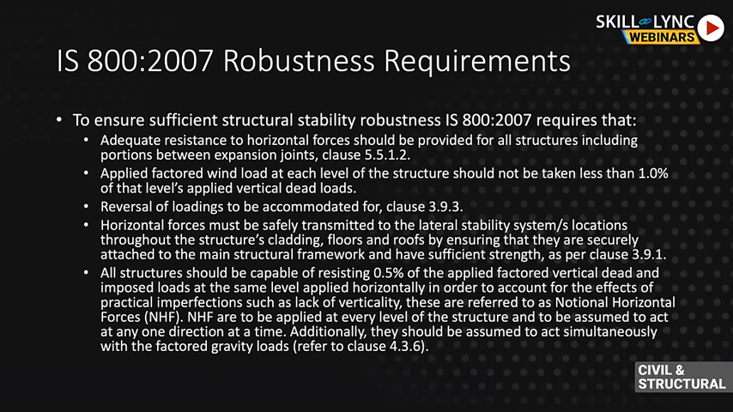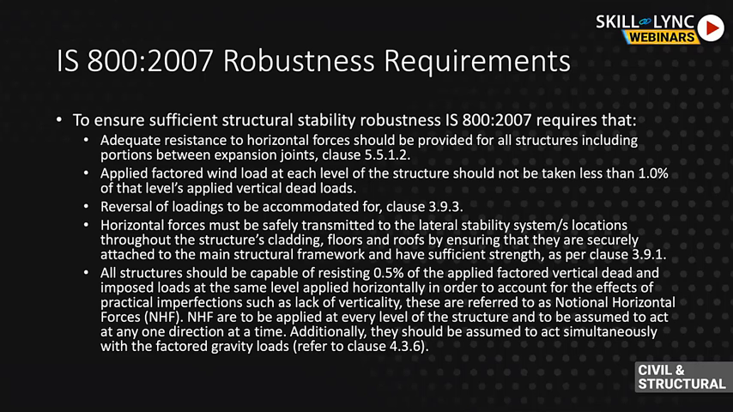A specific criteria for robustness, basically you need to ensure that your structure stays safe and serves its intended design life, and IS 800-2007 is no different. So some of these requirements: adequate resistance to horizontal forces should be provided for all structures, including portions between expansion joints. So basically what this is saying is, if you have a long structure on plan and you end up having an expansion joint so that each portion of the structure will move independently of the other, then you must provide a separate lateral stability for each portion. You cannot rely on one stability system for the two portions of your structure.